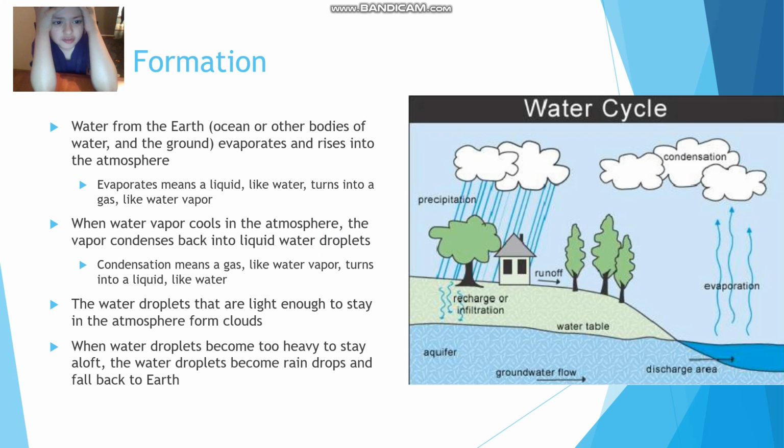First we have cloud formation. Water from the earth, oceans, or other bodies of water and the ground evaporates and rises into the atmosphere. Evaporates means a liquid like water turns into a gas like water vapor. When water vapor cools in the atmosphere, the vapor condenses back into liquid water droplets. Condensation means a gas, like water vapor, turns into a liquid, like water. The water droplets that are light enough to stay in the atmosphere form clouds. When water droplets become too heavy to stay aloft, they become raindrops and fall back to earth.